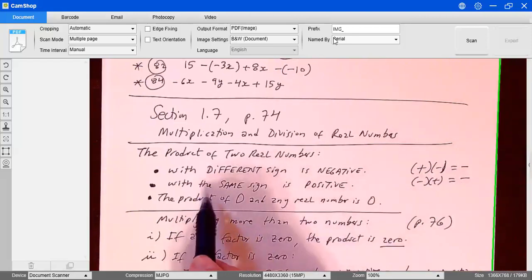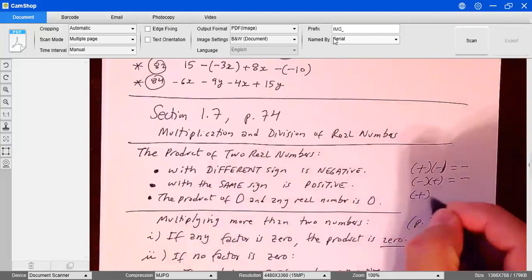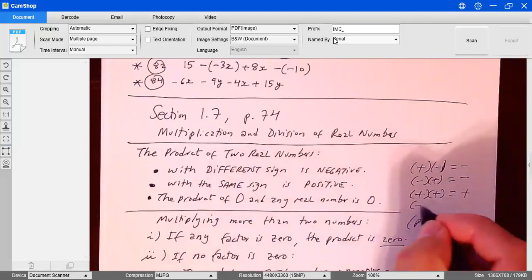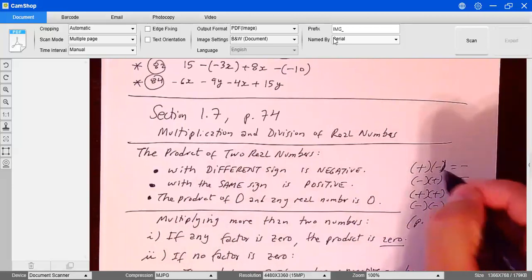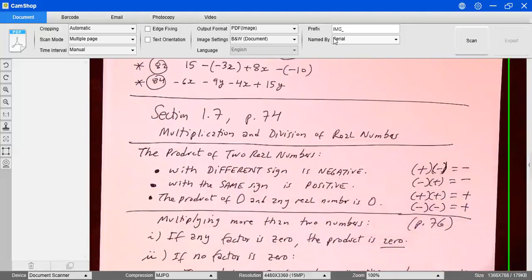And when you multiply two real numbers with the same sign, the answer is going to be positive. So same sign, you multiply positive and positive, you're going to get positive. Or if you multiply negative and negative, you're going to get also positive. So these are the rules that we just learned in the two previous sections.